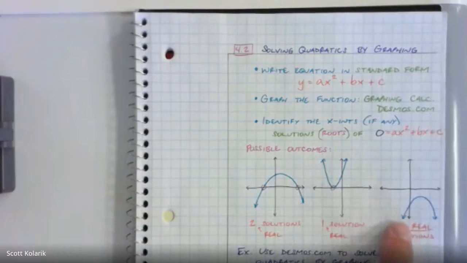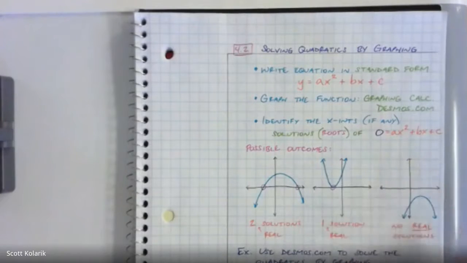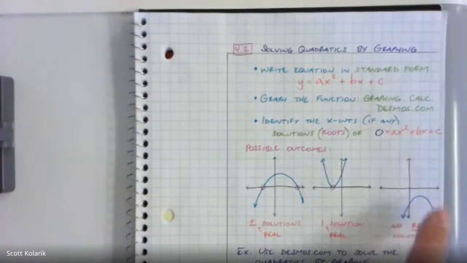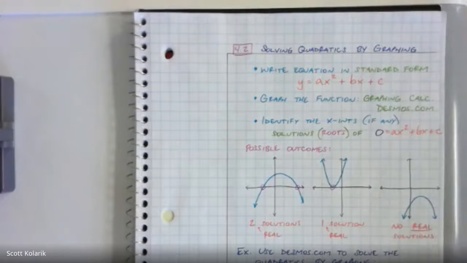Now, it is also possible for the parabola, the U shape, to completely miss the x-axis. As you can see here, this sad face parabola is completely below the x-axis. No point on that U shape ever touches the x-axis. So in that case, it is actually possible to have no solution. No solution. So these are the 3 possibilities.